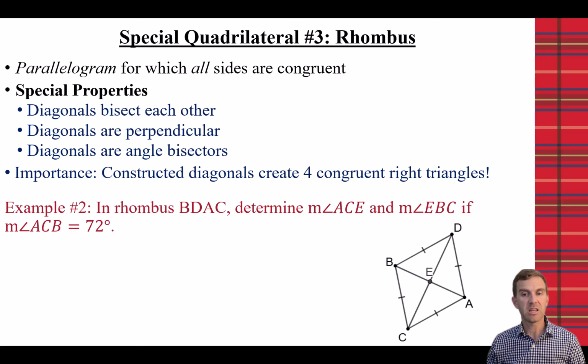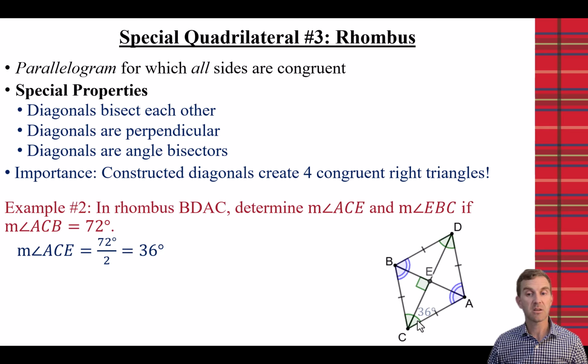But what if we construct in the diagonals? Now we also have to change this so we don't say just angle C, we have to say angle ACB is the larger angle because multiple angles share that vertex. But we recognize that when doing so, we are bisecting each of those larger angles. So to determine ACE, we just have to divide the larger angle in half, and that'll give us 36 degrees. And if ACE is 36 degrees, we know that BCE will also be 36 degrees.